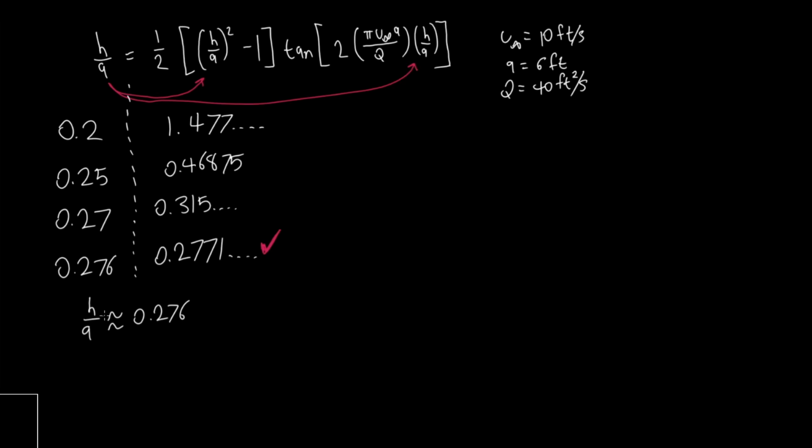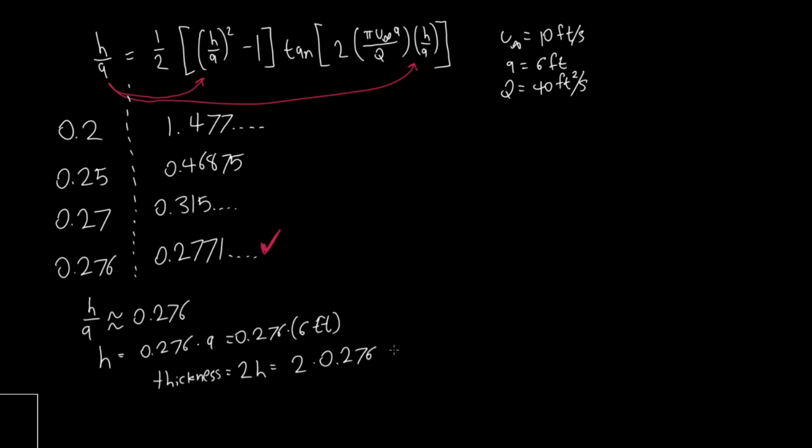And we have our expression here. Now we can back h out. So we'll say h is equal to 0.276 times a, which is equal to 0.276 times 6 feet. And what we also want is, because this is the half height, our full thickness, our full height, is double that, equal to 2h, which is equal to 2 times 0.276 times 6 feet.